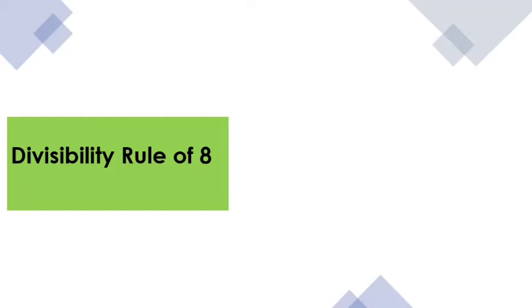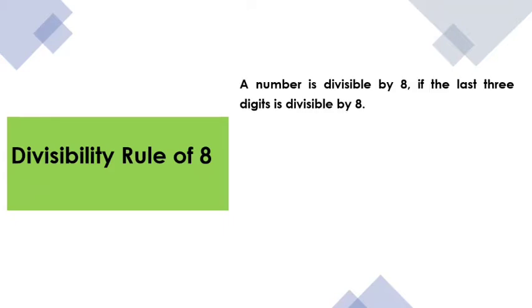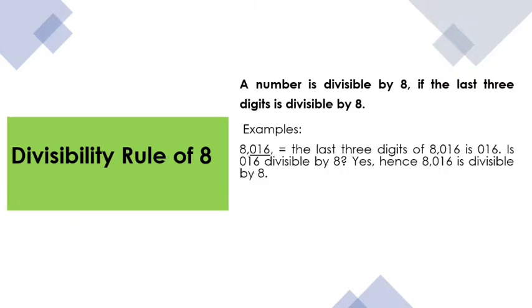Divisibility rule of 8. A number is divisible by 8 if the last three digits is divisible by 8. Examples: 8,016. The last three digits of 8,016 is 16. Is 16 divisible by 8? Yes. Hence, 8,016 is divisible by 8.